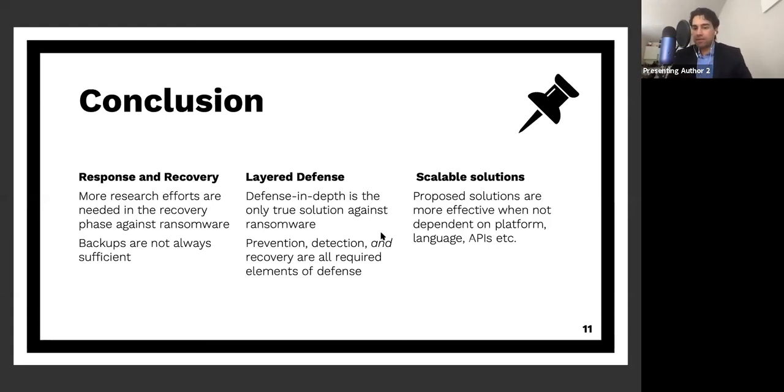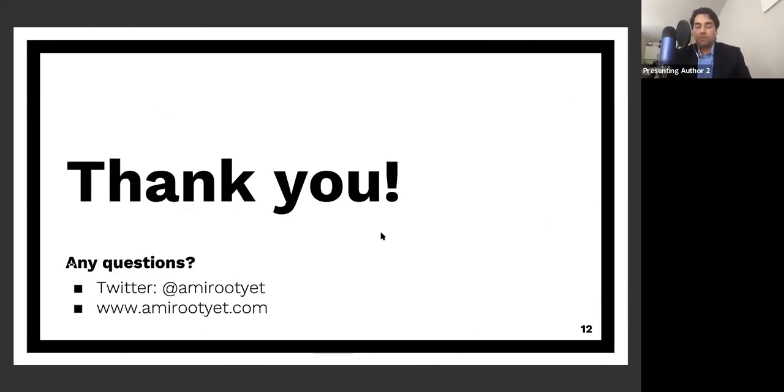Finally, it's important to have scalable solutions. If a solution is coupled too tightly with an operating system or with a particular API, or a particular ransomware language, in that case, it becomes limited in its applicability. So to that end, we would like to make it clear that this approach does not depend on the use of, for example, Windows Crypto API. If they use another API, ultimately the key schedule will still be held in memory. So that's an advantage we have. And with that, we conclude our talk for today. Please let me know if you have any questions.